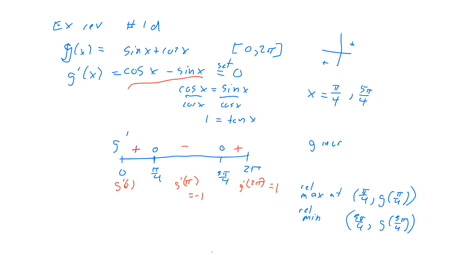And the problem also asked about increasing and decreasing. We see that it's increasing from 0 to pi over 4, and also from 5 pi over 4 to 2 pi. And it's decreasing in the middle, where the derivative is negative.